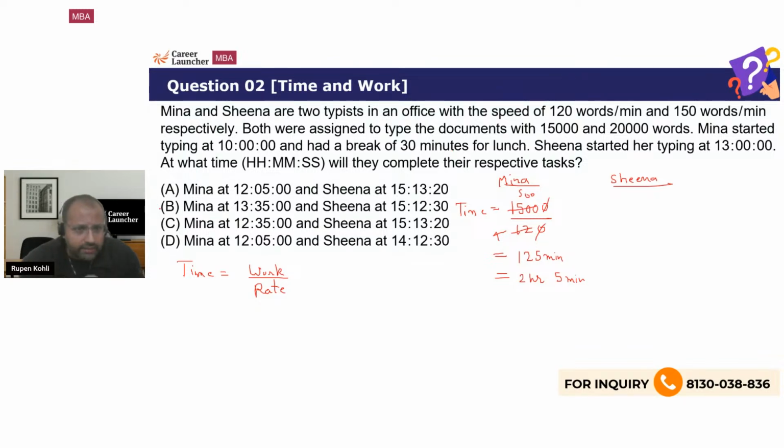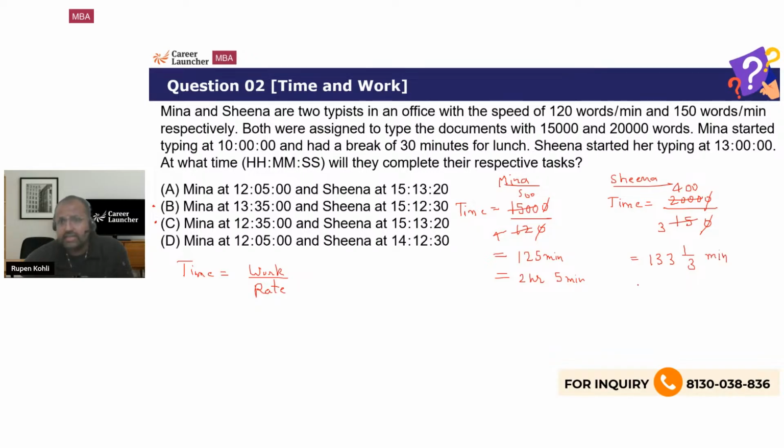Now two options are giving me that, so it's either B or C. We also need to calculate for Sheena. I checked the options. If only one option had 12:35, I would have had my answer right now, but not so. So for Sheena also, let's find her time. Her words are 20,000 and her rate is 150 words per minute. Again, do the simplification. 2000 by 15, cancel 5, 3 comes, 400 by 3. So yes, it's a fraction. 400 by 3, that is 133 and 1/3 of a minute.